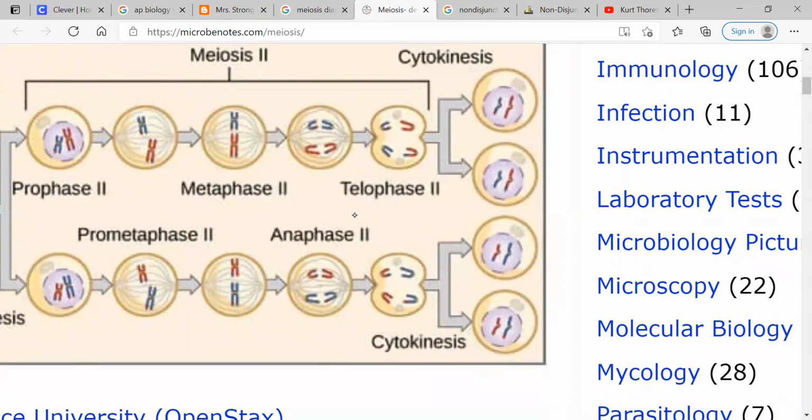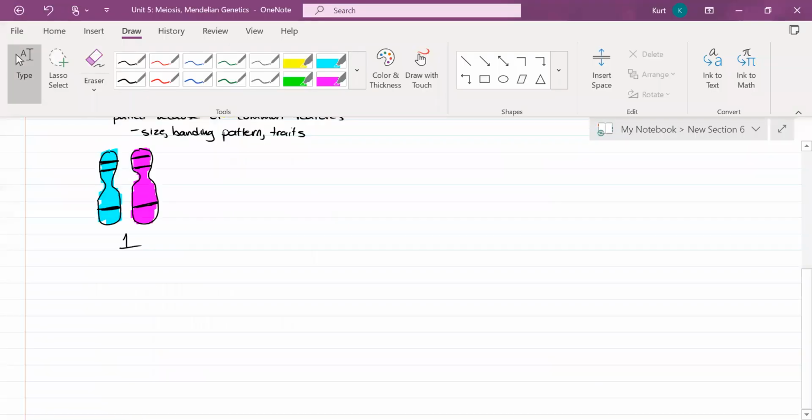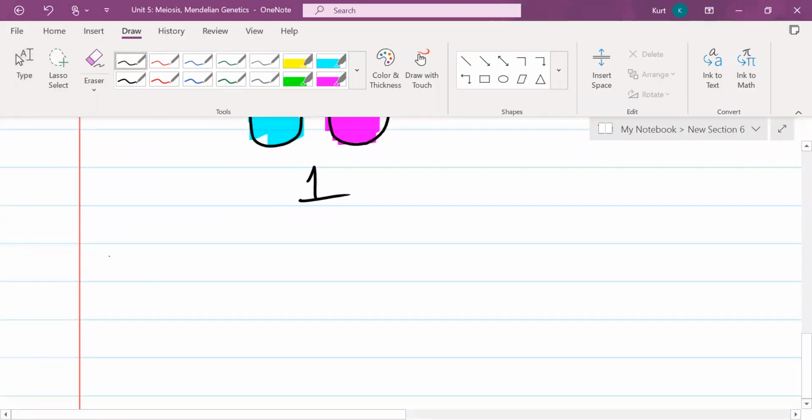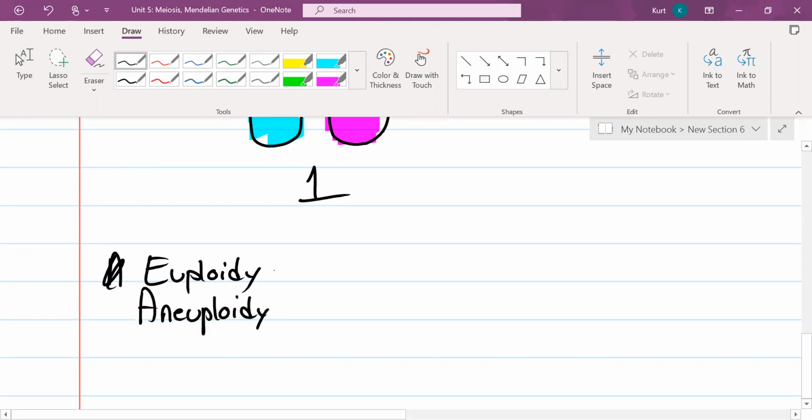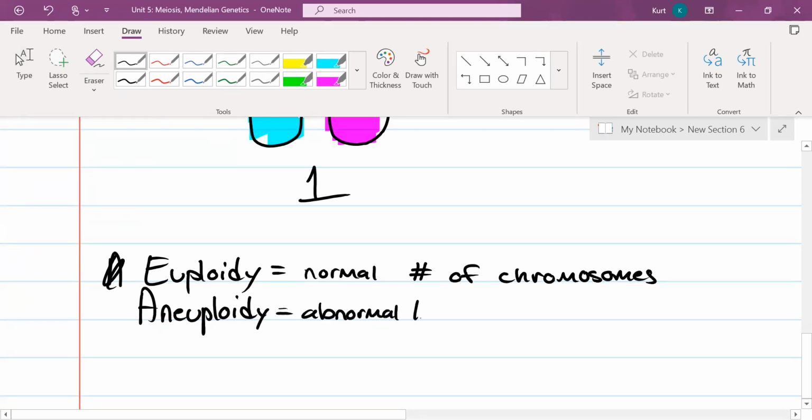All right, let's go back here. And I want to talk about when meiosis goes wrong. We have euploidy, and we have aneuploidy. Euploidy is the normal number of chromosomes. Humans, this would be 46. Dogs, this would be 78. Aneuploidy is an abnormal number of chromosomes.